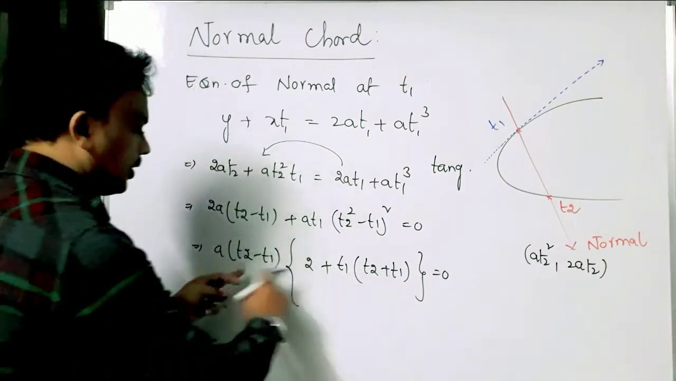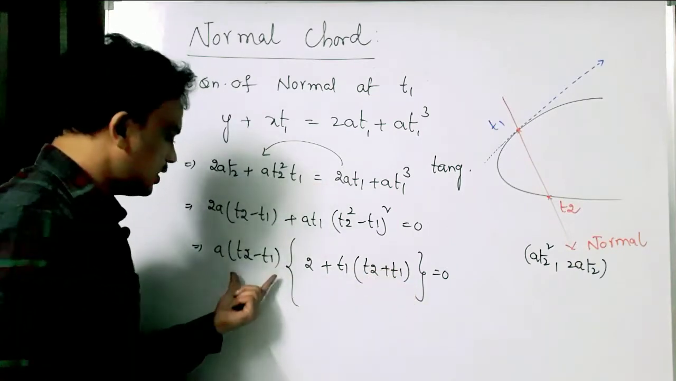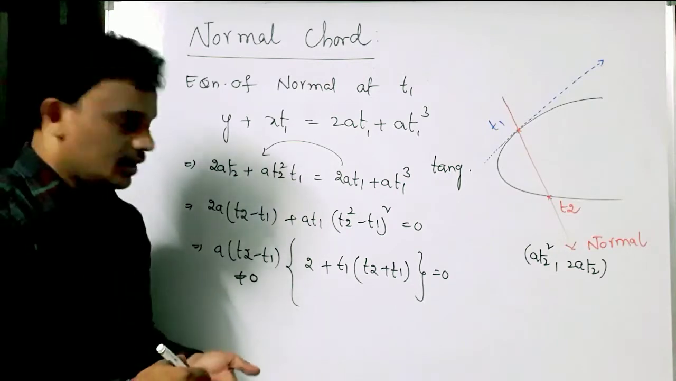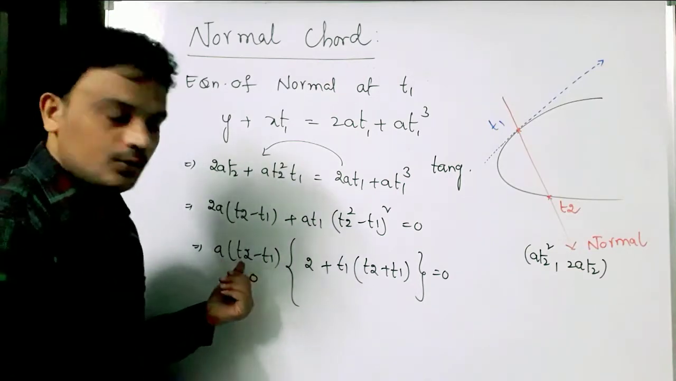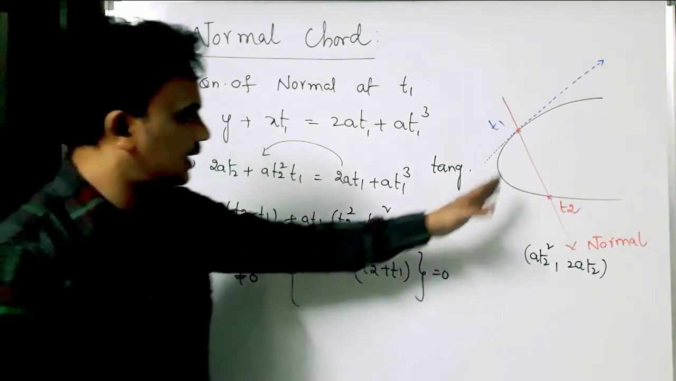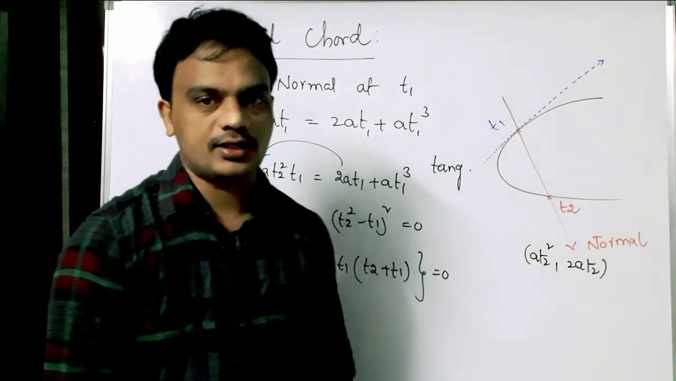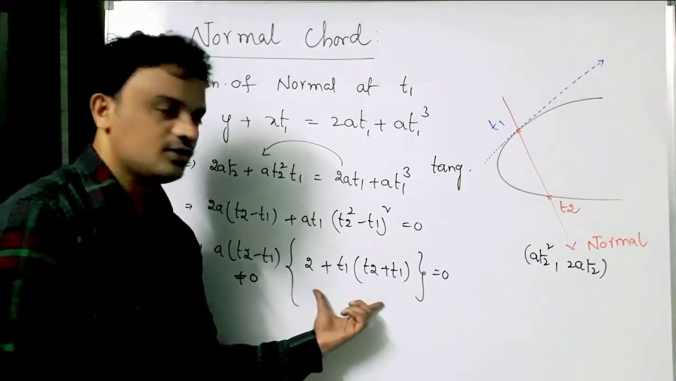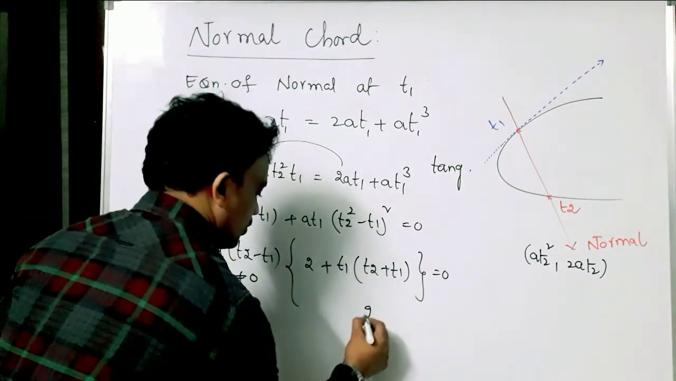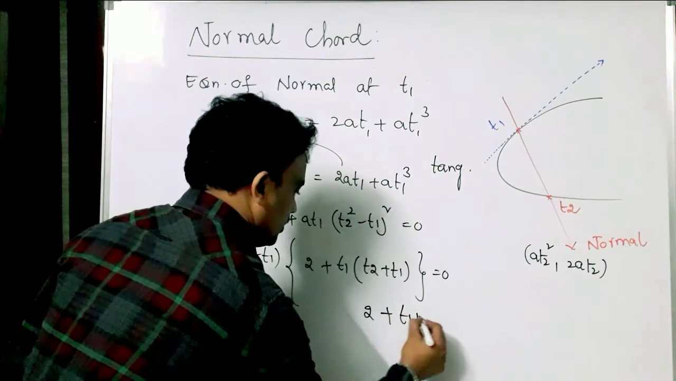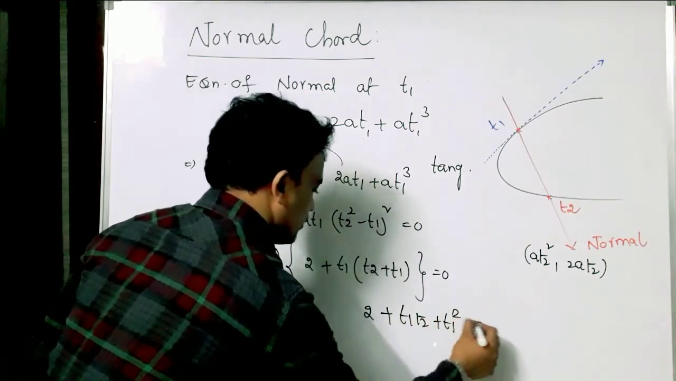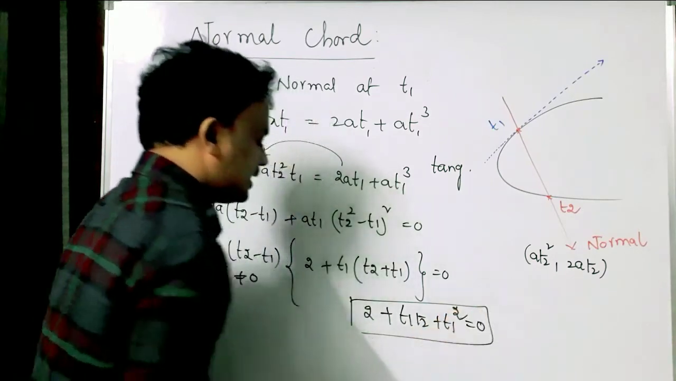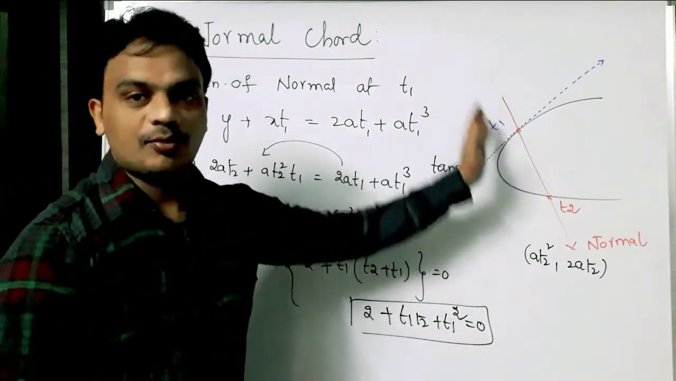Here the product of two factors is equal to 0, so either the first one is 0 or the second one is 0. Here the first should not equal 0. Why? Because if it is 0, T2 equals T1, but clearly T1 and T2 are different points, so I cannot equate it to 0. That means the second should equal 0: 2 plus T1 T2 plus T1 square equals 0, right or not? This will be the condition for the normal chord.